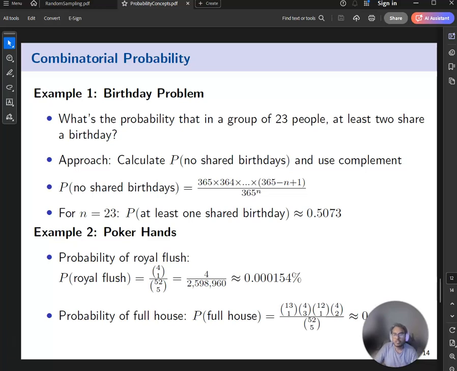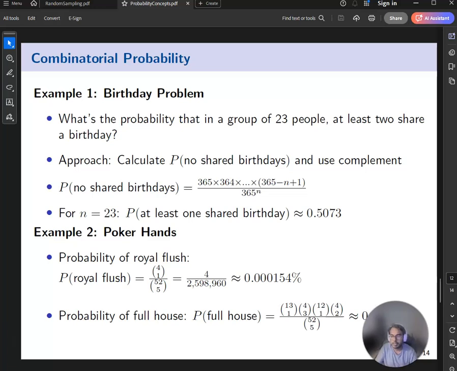So combinatorial probability brings together the counting principles we discussed earlier with probability concepts to solve interesting real-world problems. Let's take the first one, the birthday problem. What is the probability that in a group of 23 people, at least two share a birthday? Most people guess this probability to be quite low, but actually the number is not that low. Instead of calculating this directly, it is often easier to find the probability that no one shares a birthday, that is, everyone has a different birthday, and then subtract from 1.